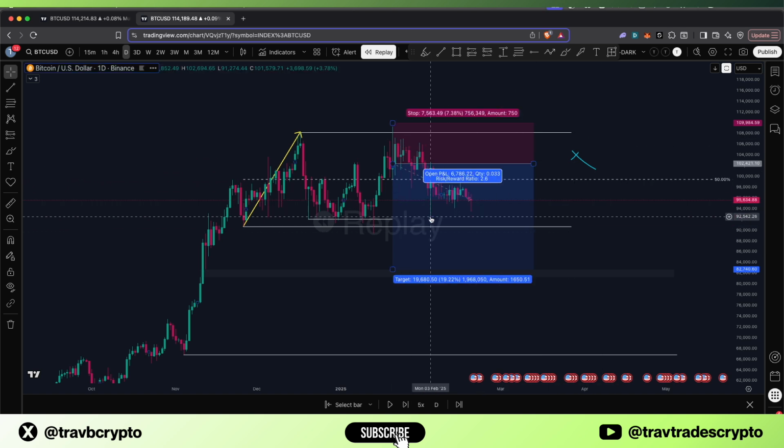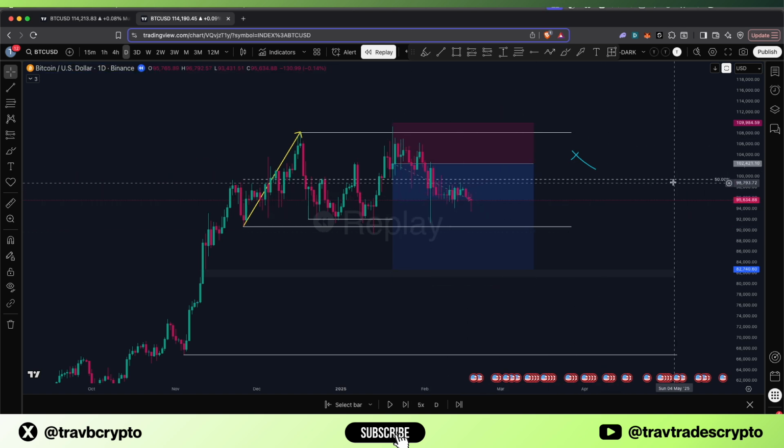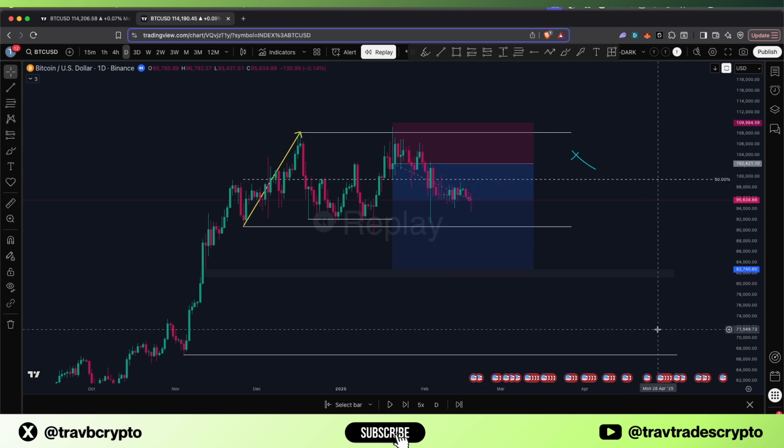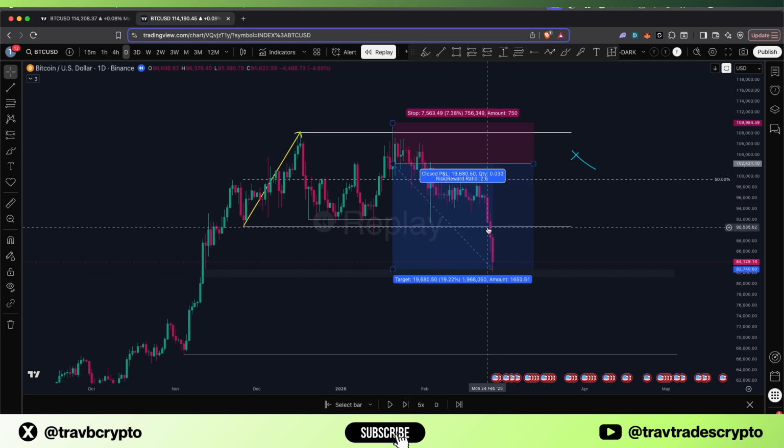So once we've gotten below this mid, it's still consolidating and rejecting under the mid, okay? There we go. We've got that range breakdown and we've got that move to the downside.